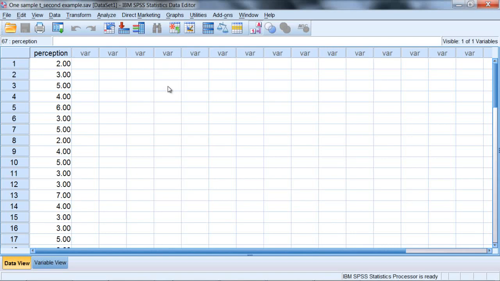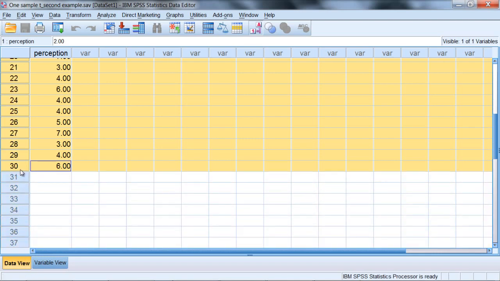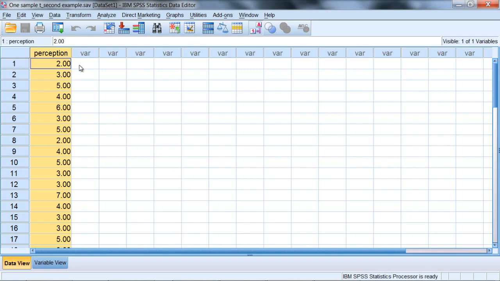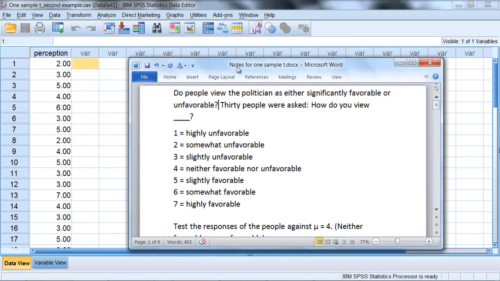In this video, we'll take a look at a second example involving the one-sample t-test. In this example, we had the scores for 30 different people on this variable that we named perception. For the background of this hypothetical study, we wanted to know whether people view a politician as either significantly favorable or unfavorable.